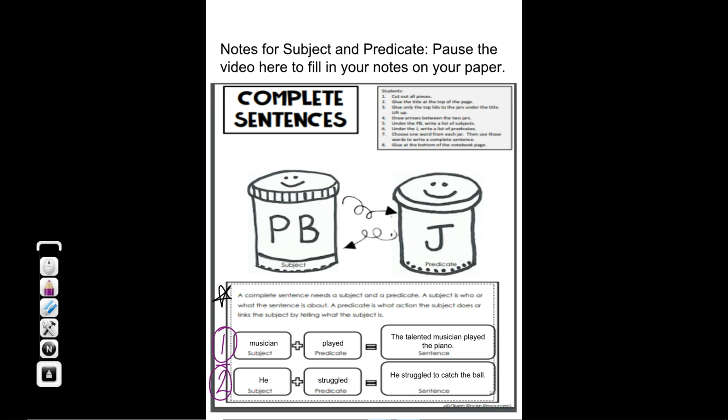Now that you have finished that, that means your paper is completely filled in with notes. You've placed it in the prongs in your folder and you're ready for the next directions. So here we go.